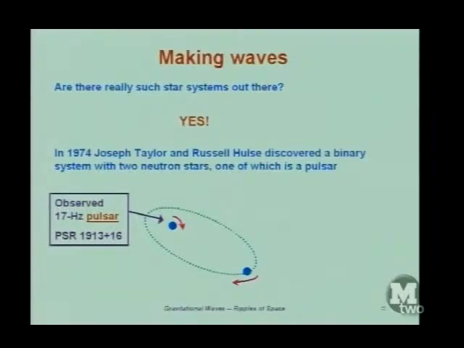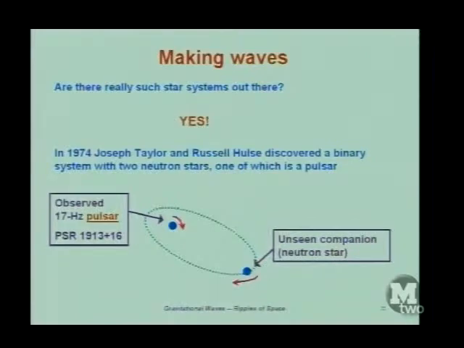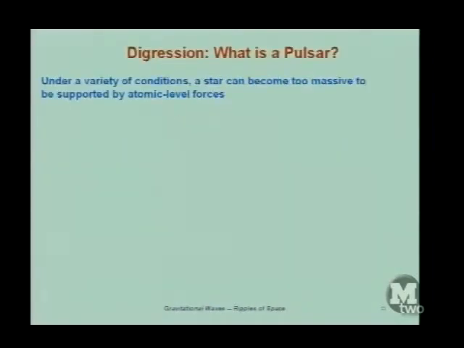And it's in orbit with an unseen neutron star whose presence we infer from studying the behavior of the neutron star that we can see. So let me digress for a few moments on pulsars. This system has an orbital period of almost 8 hours.